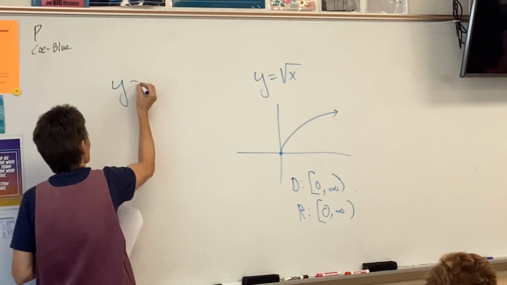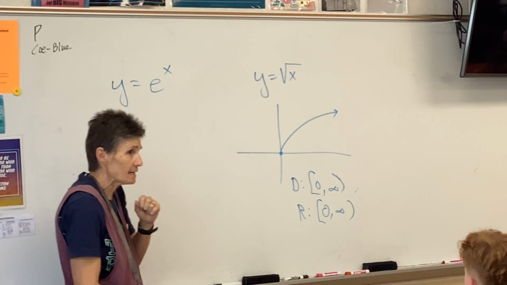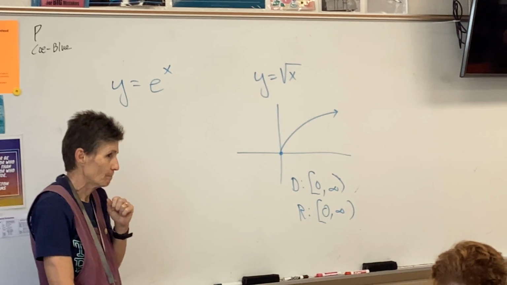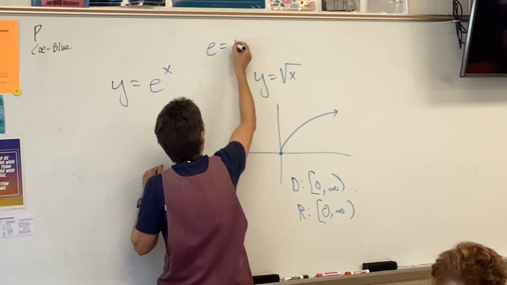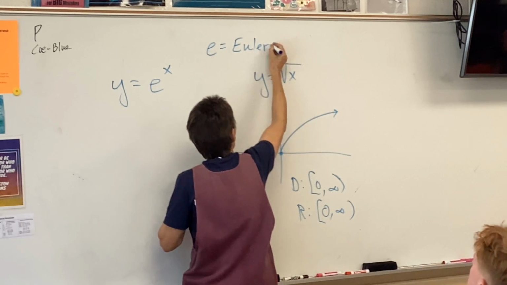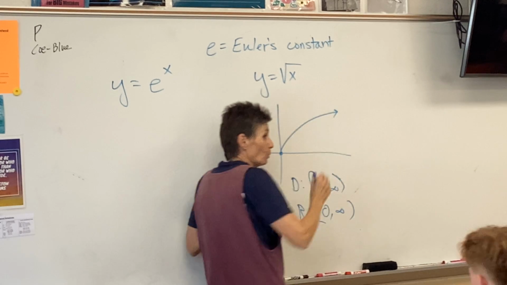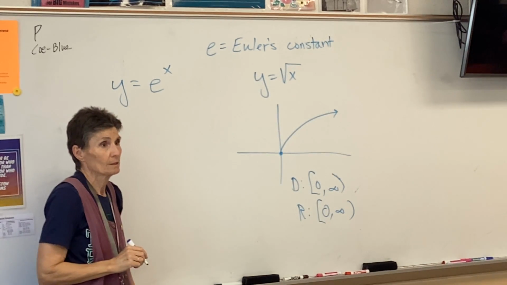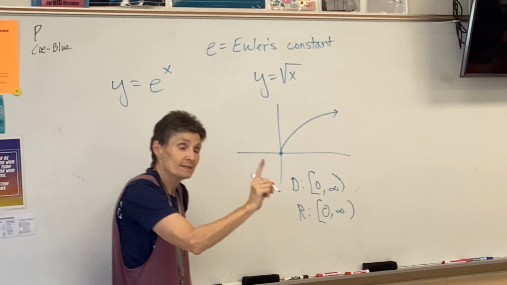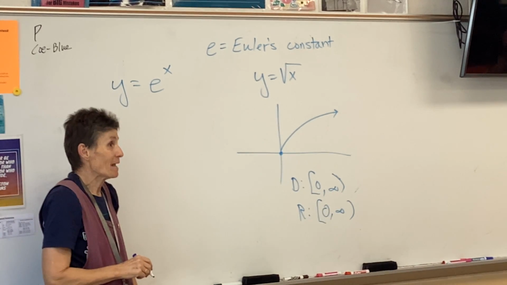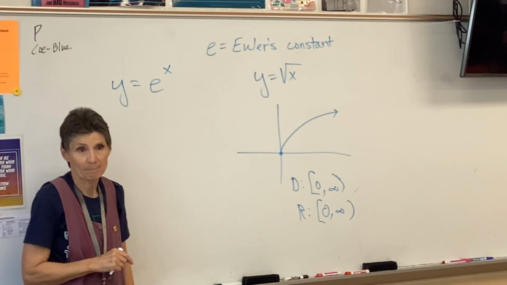Exponential function, y equals e to the x. E does not stand for exponential. E is Euler's constant. You remember that from last year? 2.7. Anybody remember what you used E for last year? It was like a number. It was like the natural log, logarithms. Yeah. It's the base of the natural logarithms. When you do ln, that's base E.